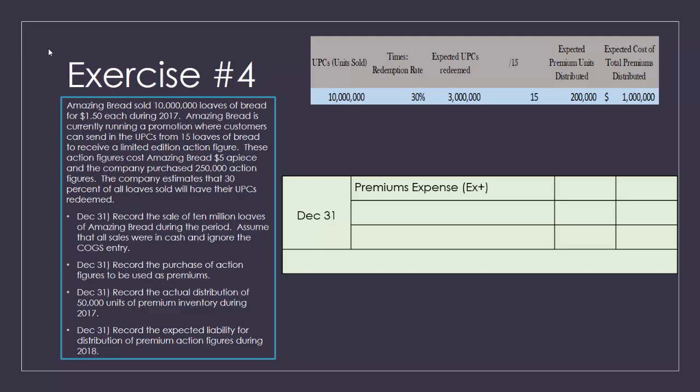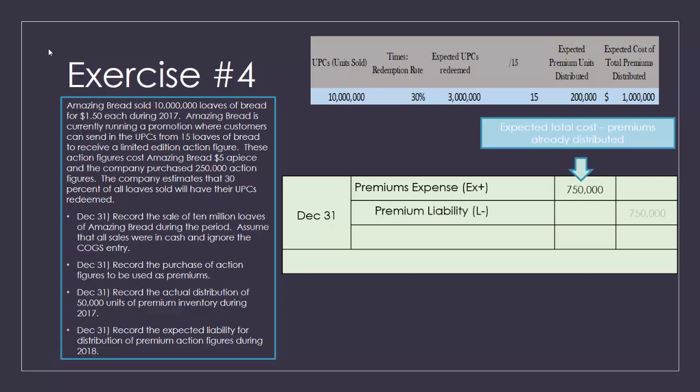And since each one of those costs us $5 to get, our expected cost of total premiums to be distributed is going to be $1 million. So for our premium expense, we need to take our expected total cost, which was that million, and subtract from it the amount of premiums that were already distributed. And that's going to be 750,000: 1 million minus the 250,000 that we just sent out. And we're going to put that liability on the books for $750,000. And we recorded a liability for estimated premiums.